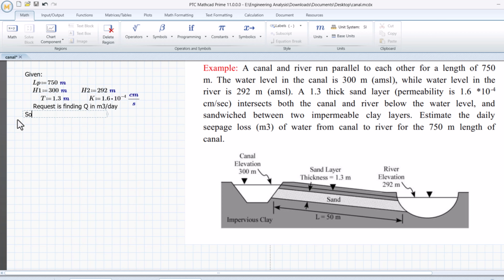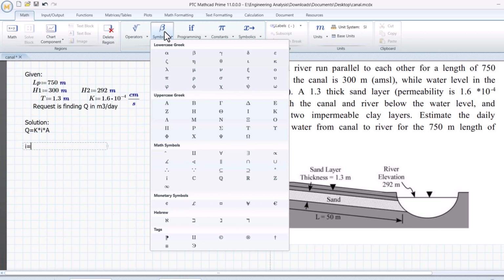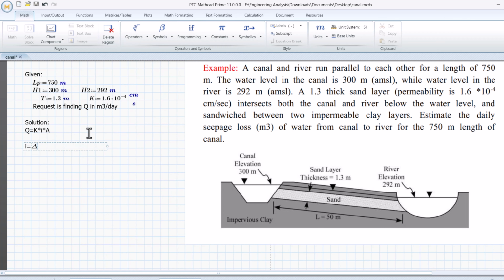Okay. Solution. We use this formula: Q equal to K times I times A. That is the formula to find seepage through groundwater. So K is given, I, the hydraulic gradient, is not given. So let's find I. I equal to delta H divided by L.